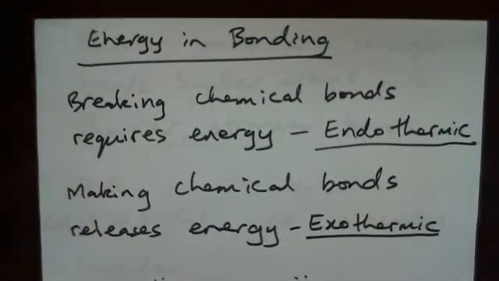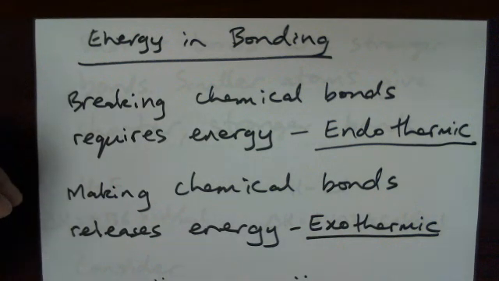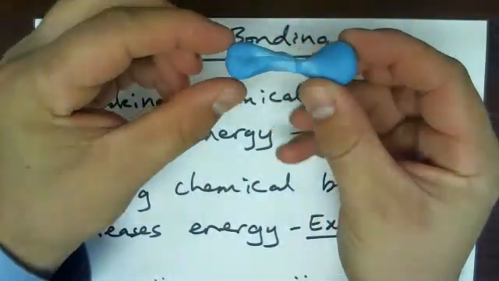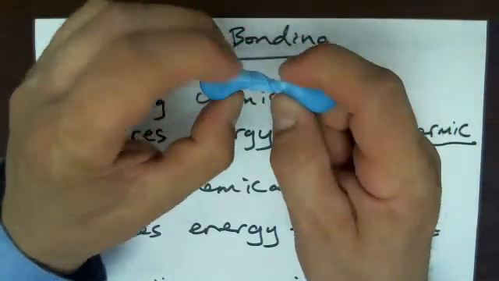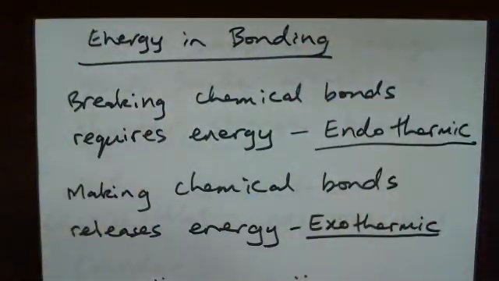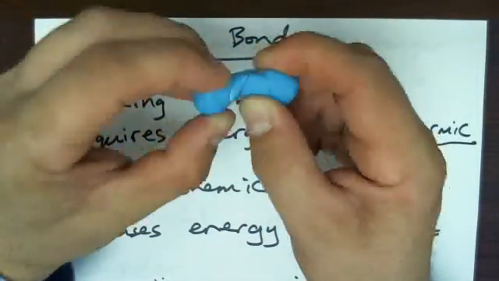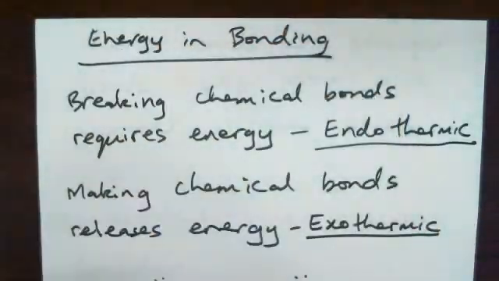So let's have a look at the energy in the bonding. When you break chemical bonds, it's going to require energy. So if you can think of, say, two atoms that are sort of bound together like this, if you want to separate those atoms, you're going to have to put in energy to cleave that bond, and so then it'll break. Basically, what happens is the atoms get so excited that they just sort of rip apart. But you've got to put the energy in to give them that excitation.